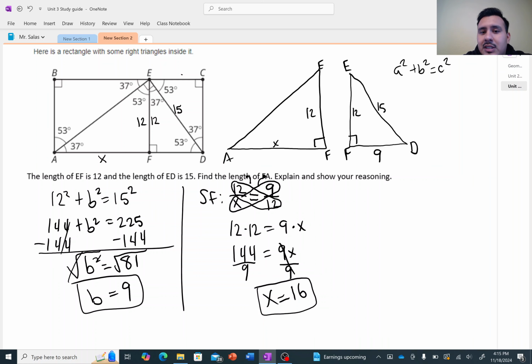We did a few examples like this in our notes. Make sure you double check your notes or copy this down and make sure you remember how to do this, okay? So this missing side, FA, is actually equal to 16, okay?